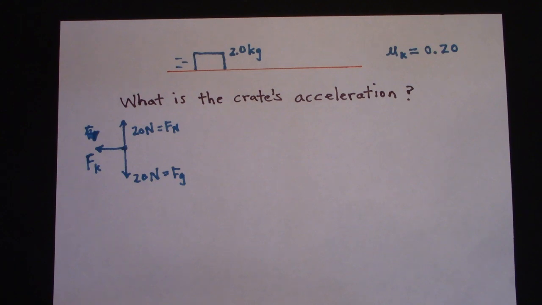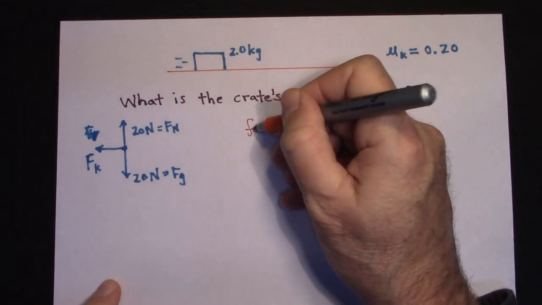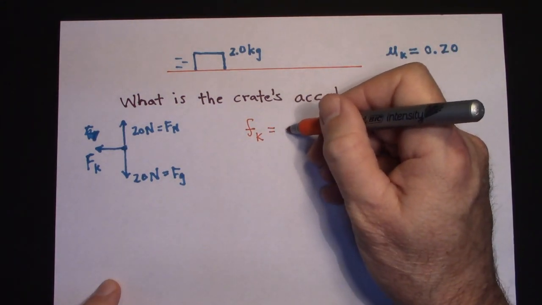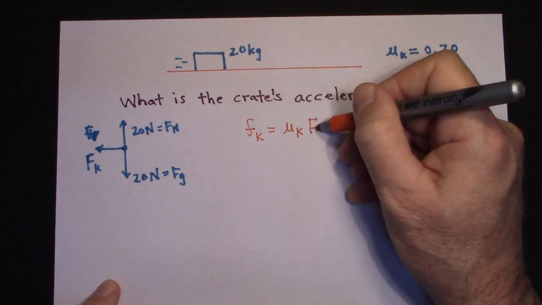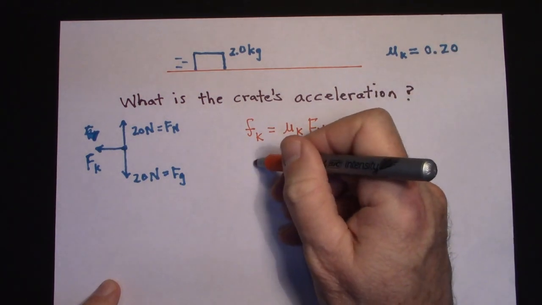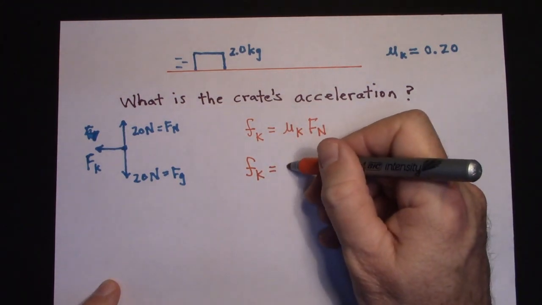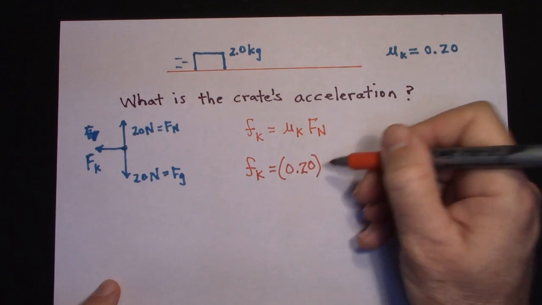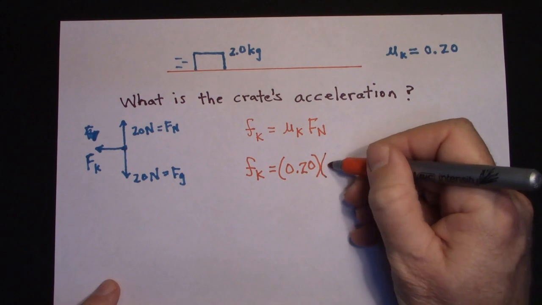I'll put that in orange. So the force of kinetic friction is going to be equal to mu k times the normal force. So the force of kinetic friction is equal to mu k, 0.20, no units, times the normal force. Now the normal force is 20 newtons.